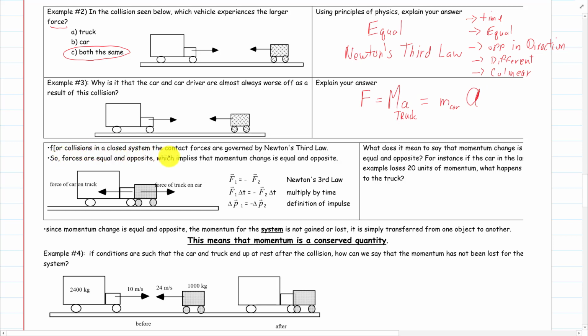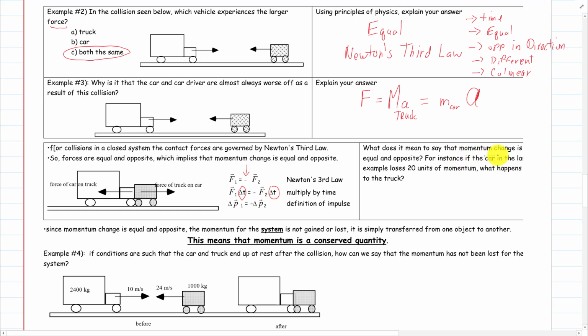For collisions in a closed system, the contact forces are governed by Newton's third law. So forces are equal and opposite, which implies that the momentum change is equal and opposite. So if the forces are equal and opposite, notice the negative sign. And of course, if this one pushes on this one with the same amount of time that this one pushes on that, it has to be because they're in contact. So we multiply it by the same time. F times t is the change in momentum.